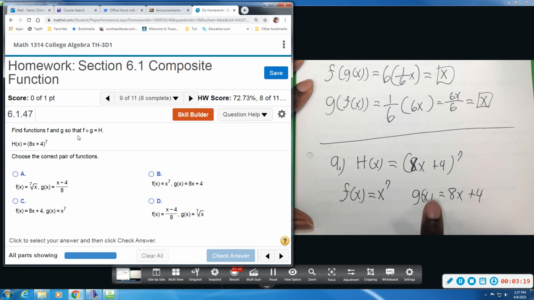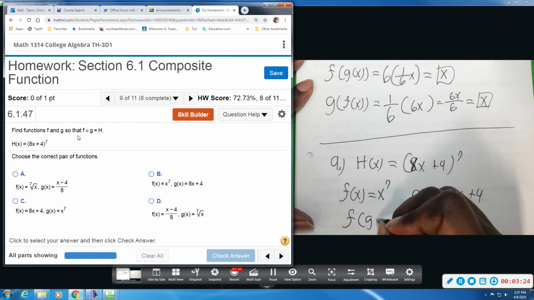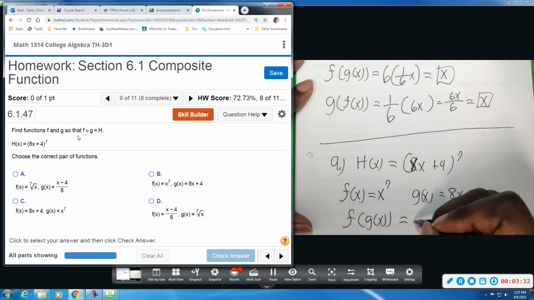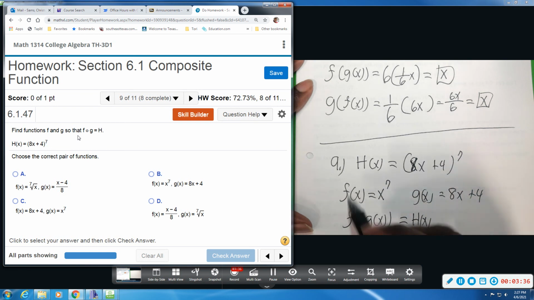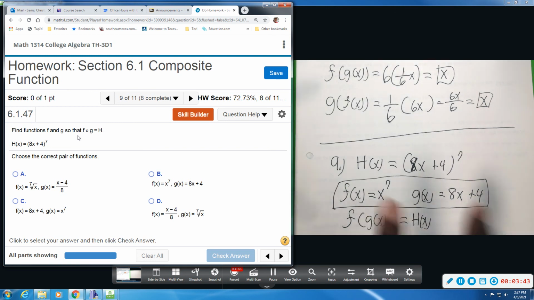So if we're looking for f of g of x, which is what it's saying, this is one possibility. This equals h of x. And if you use these two, that definitely works. And there are other options. This is not the only thing that works, but this is one possibility. So let's see if this is one option, and if not, we can use the options given and plug and find it by working backwards.